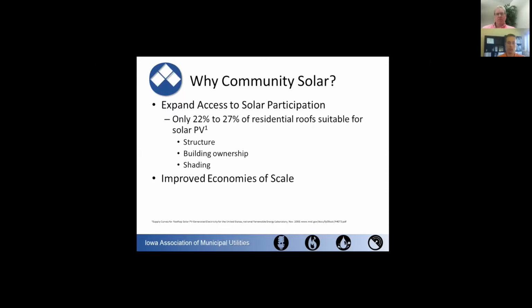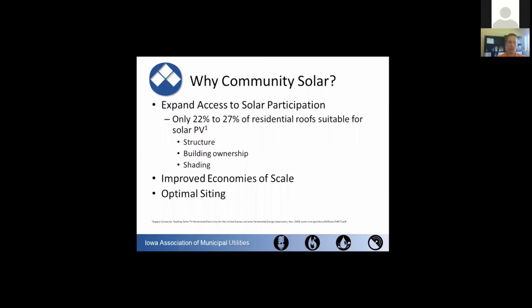Some other reasons for community solar is improved economies of scale. If a community is going together to build a solar array that's many hundreds of kilowatts or a megawatt or more, they're likely going to achieve economies of scale that drive down the cost of the energy produced by that solar array compared to a smaller system located on a home or business. So it can improve the financials for everyone involved.